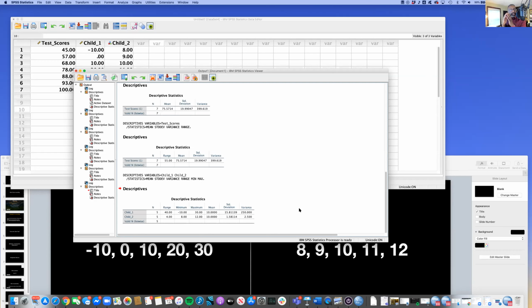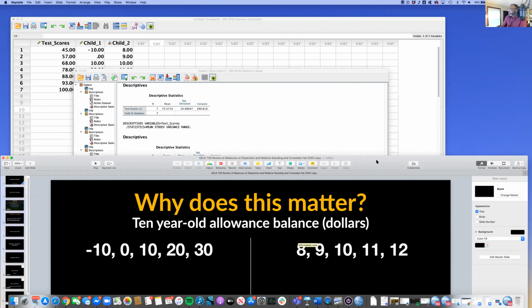Yeah, so when you look at the mean, those values are going to be much more bunched around the mean, right? Versus child 1, who's just had this wild swing, as indicated by the standard deviations. It's pretty spread out. Okay, so that's why standard deviation matters.